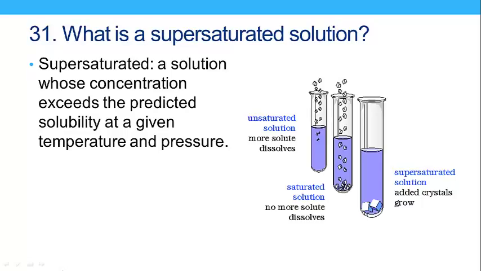So the way that you usually make a supersaturated solution, you make a saturated solution and then you heat it and you add more solute. Then you let it slowly cool back down. Because you heated it, you were able to dissolve more. And then whenever you cooled it back down, now that solution contains more than it should be able to. So the concentration exceeds what is predicted to be.